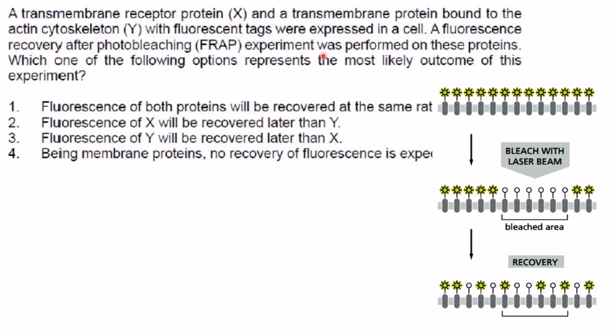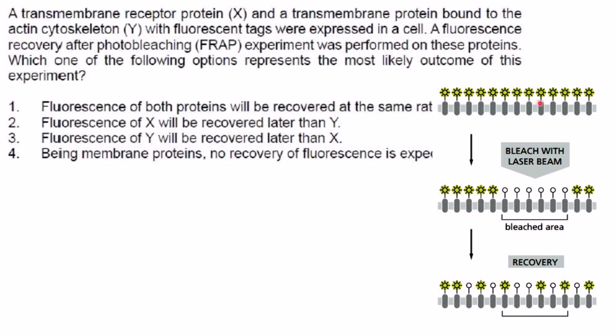Naturally, your answer will be that the transmembrane protein X will reach the destination earlier than Y, because Y is bound to the actin cytoskeleton, so it will have difficulty moving in the membrane. Now I will come to the technique. What is this FRAP experiment?